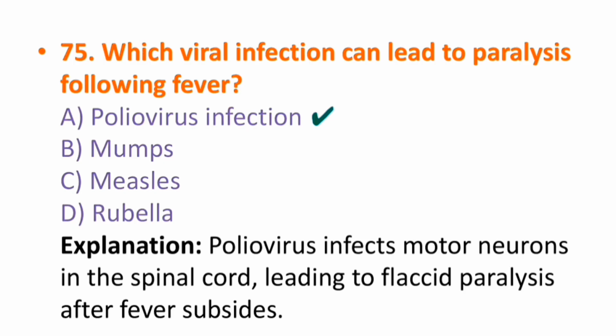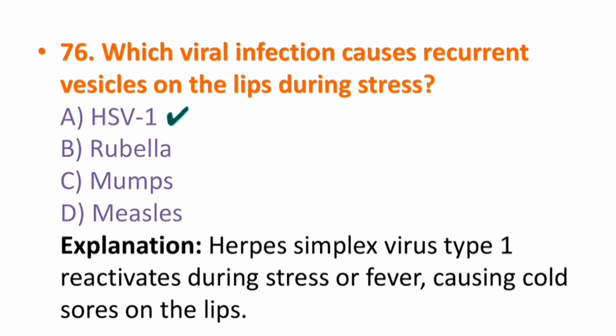Which viral infection can lead to paralysis following fever? Option A, poliovirus infection. Option B, mumps. Option C, measles. Option D, rubella. The correct answer is option A, poliovirus infection. Poliovirus infects motor neurons in the spinal cord, leading to flaccid paralysis after fever subsides. Poliovirus infection leads to paralysis with fever.